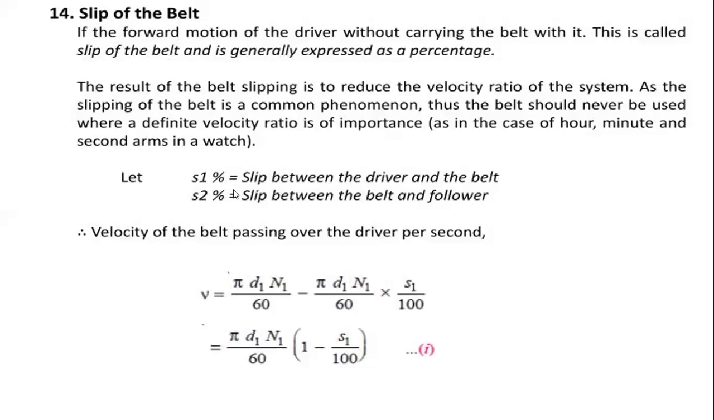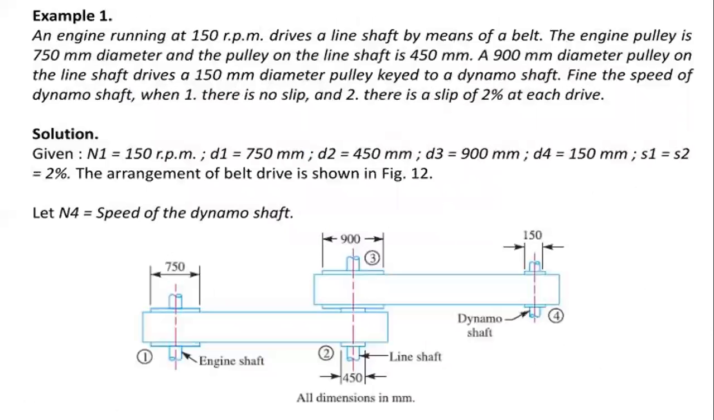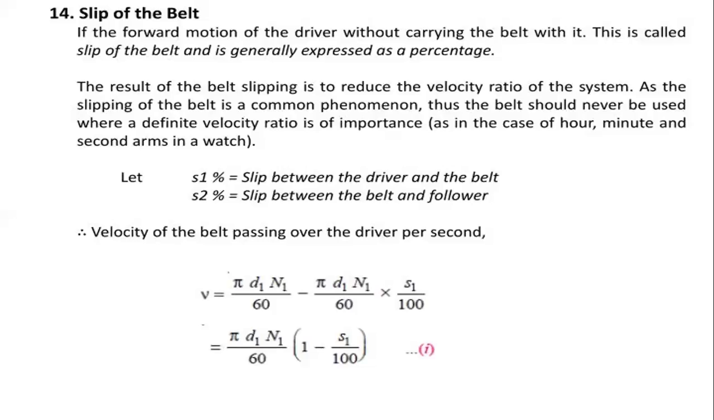reduce the velocity ratio of the system. And as the slipping of the belt is a common phenomenon, thus the belt should never be used where a definite velocity ratio is of importance, as in the case of hour, minute, and second arms in a watch. So each and every case should be very important in the situation.